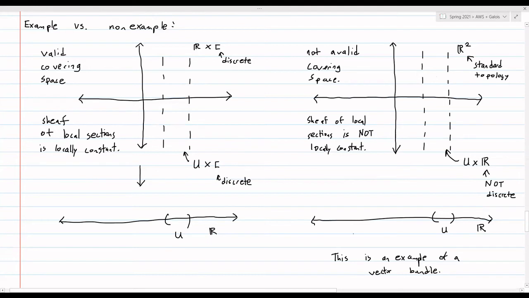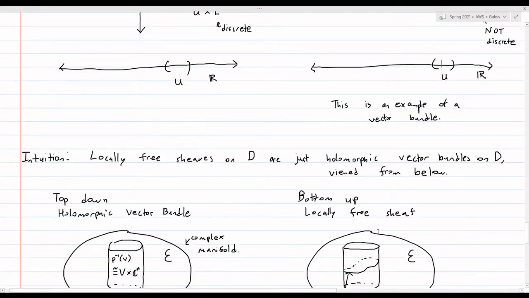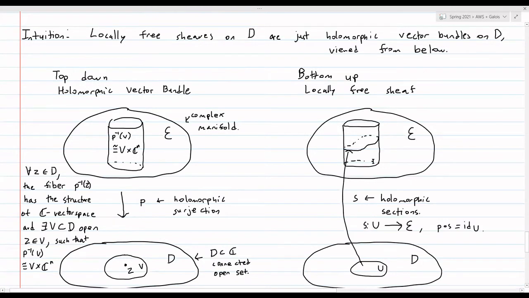Okay, this example on the right is an example of a vector bundle. So for each open set, if I look at it from a top-down perspective as a vector bundle, it looks like a projection where on the top I have a total space and the fiber over each point is a copy of R. So that's a vector space. And that's why it's a vector bundle. Okay, now the intuition for locally free sheaves is that they're just holomorphic vector bundles on D viewed from below.